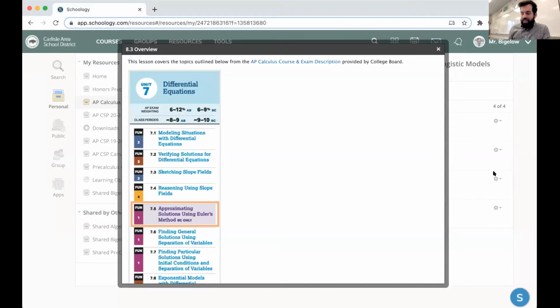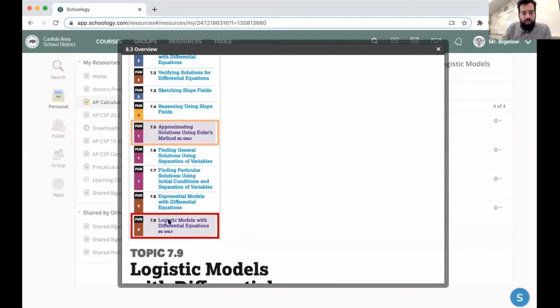Hi, Calc BC. Today we're going to be talking about lesson 8.3, Logistic Models with Differential Equations, Part 2. This is the last lesson of new material that we're going to do this whole school year. So that's pretty exciting. We're in College Board's Unit 7. We are still in 7.9, Logistic Models with Differential Equations.